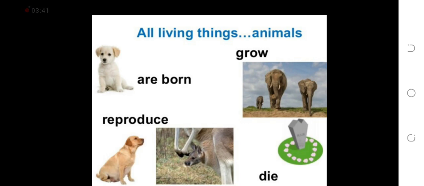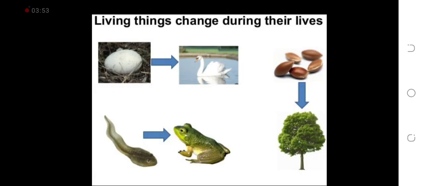Repeat after me. All living things, first of all they are born, then they grow, then they reproduce, and then they die. This is the life cycle of all living things.